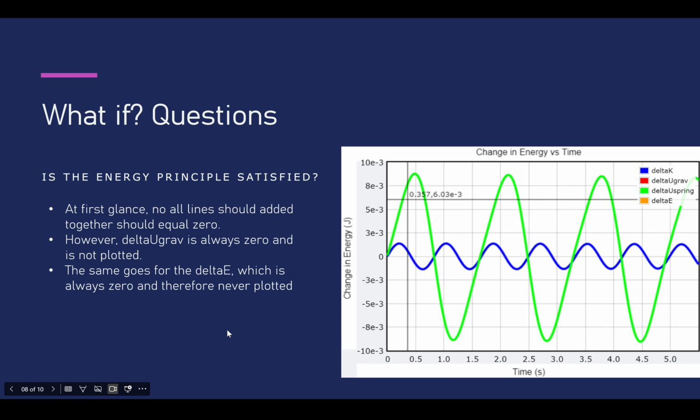So going into our what-if questions, this is actually the change in energy versus change in time. So we ask, is the energy principle satisfied? The weird thing about this is that there should be an orange line going across and a red line going across. So at first glance, it looks like no, they're not all evening out. But in fact, they are all evening out, because the line's not shown since it's not changing. So delta grav is not changing, so it's missing, and delta E is not there because it's also zero. It's constantly zero and it's never changing. So I guess GlowScript didn't feel like plotting it.